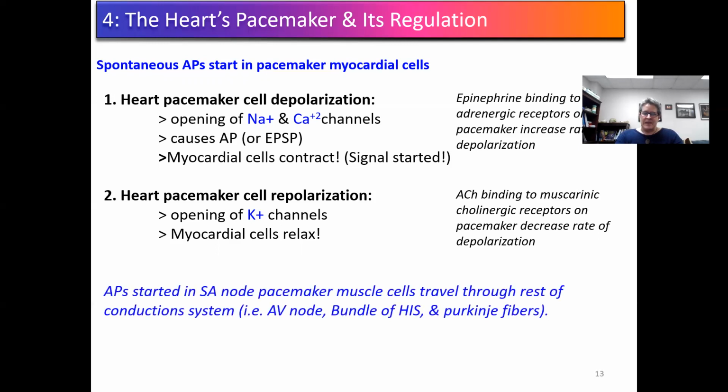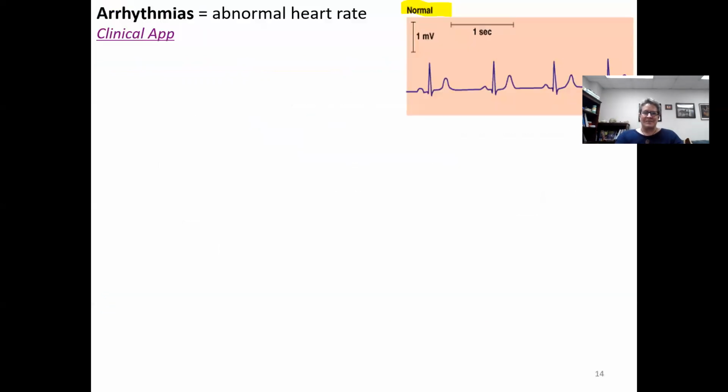So what happens is, if there's epinephrine binding to receptors on the pacemaker, it will speed up the conduction cycle, or the rate at which the signal moves through the conduction cycle. If it's rest and digest and acetylcholine's involved, it will slow the conduction cycle down.